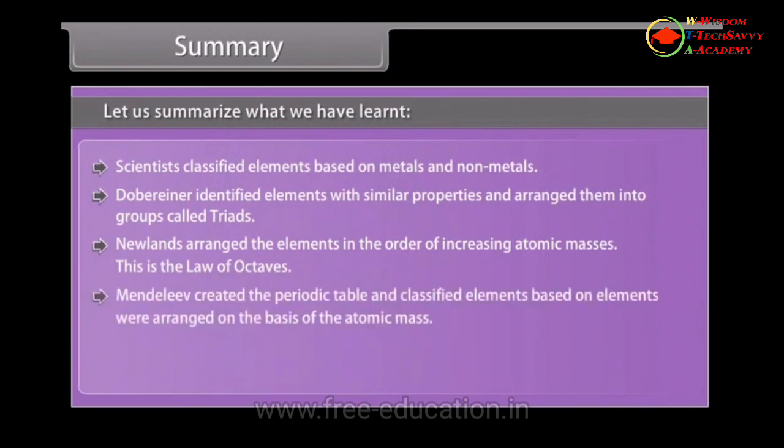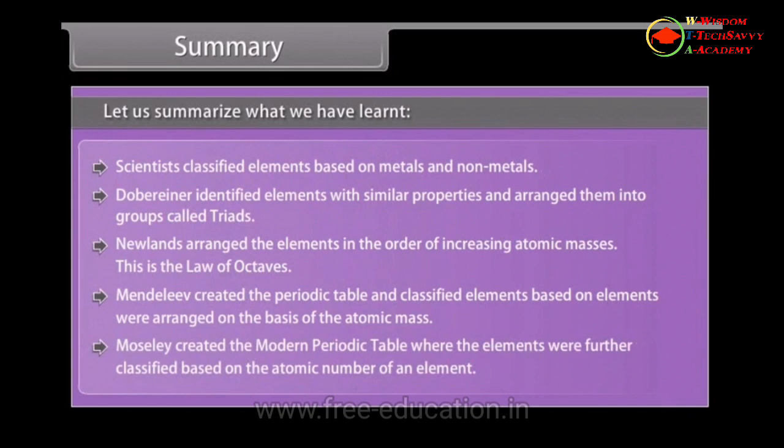Mendeleev created the periodic table, and the elements were arranged on the basis of atomic mass. Moseley created the modern periodic table, where the elements were further classified based on the atomic number of an element.